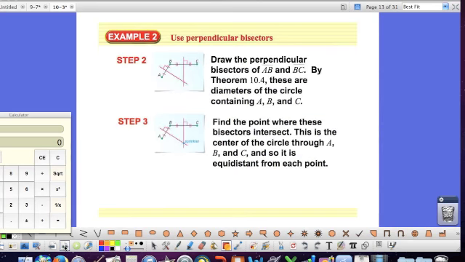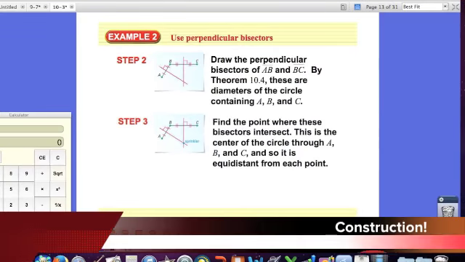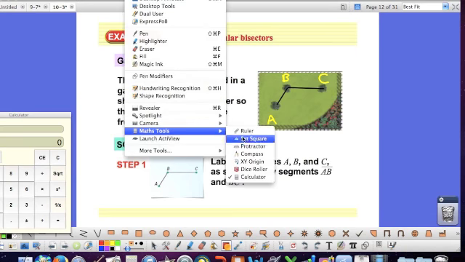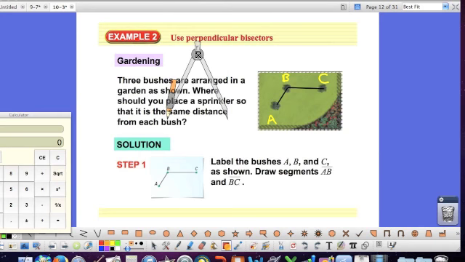Now we're going to draw the perpendicular bisectors of AB and BC. We're going to go back to review how to do perpendicular bisectors, and we're going to get a compass. We're going to take our compass, put it on C, and swing this up, and I'm going to make an arc all the way around.